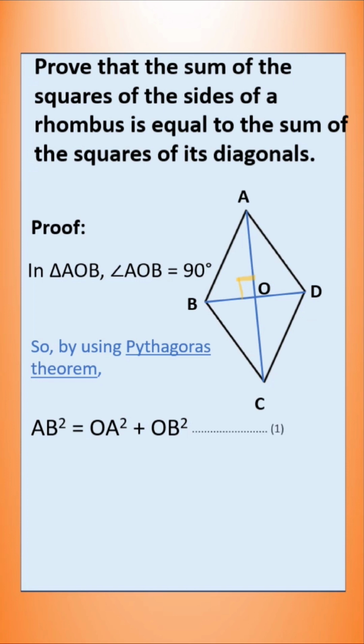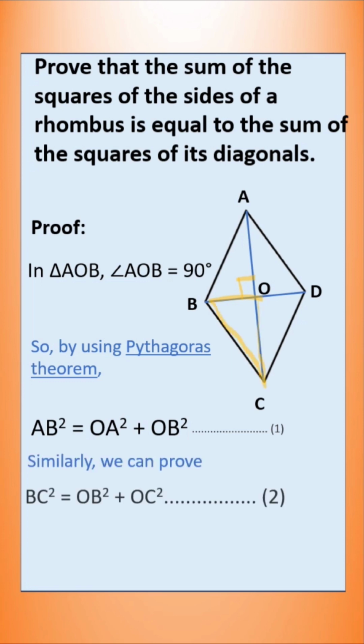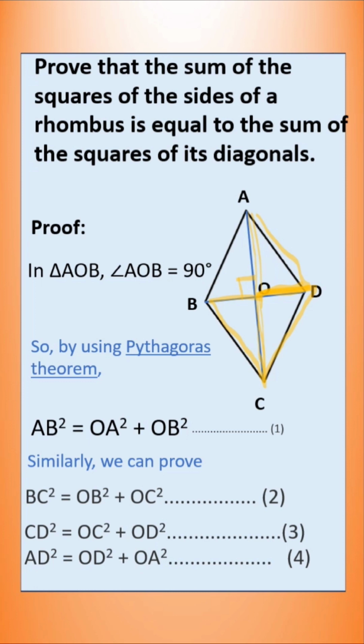Similarly, we can prove in triangle BOC, BC square is equal to OB square plus OC square. Similarly, in triangle OCD, CD square is equal to OC square plus OD square. In triangle AOD, AD square is equal to AO square plus OD square. Let this be equation number 3 and 4.